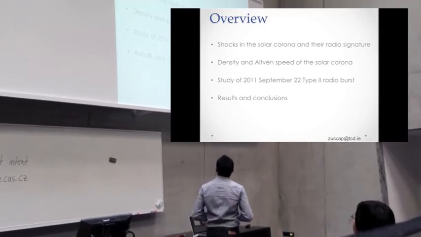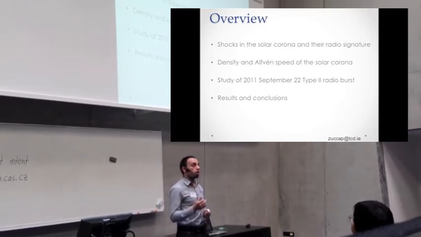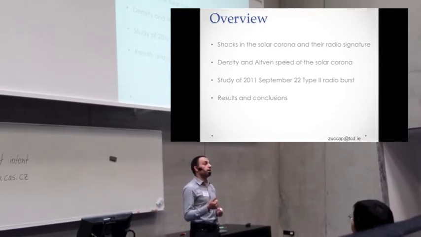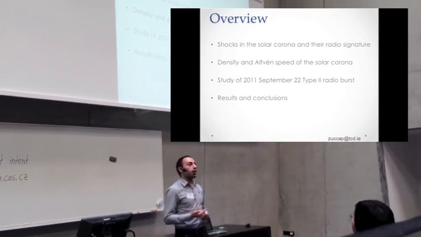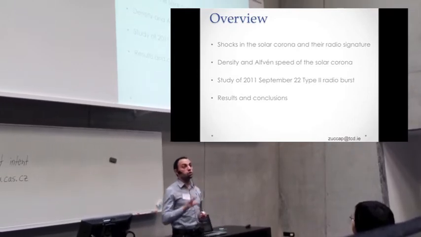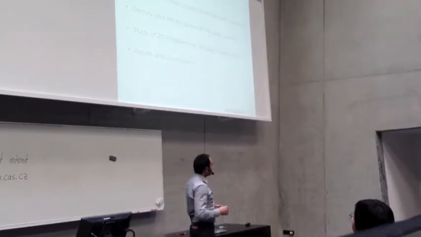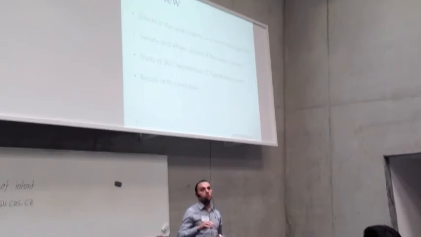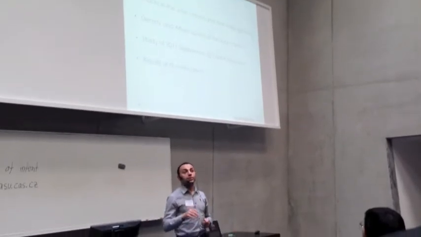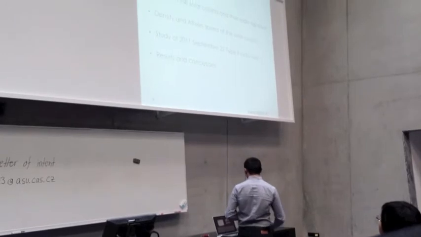And then I'm going to talk about the key points that we need to analyze a type 2 radio burst, which are the density and the Alfvén speed. I'm going to show how we produce two-dimensional maps of the density and the Alfvén speed. And then I'm going to briefly talk about one specific study of the type 2 radio burst on the 22nd of September.